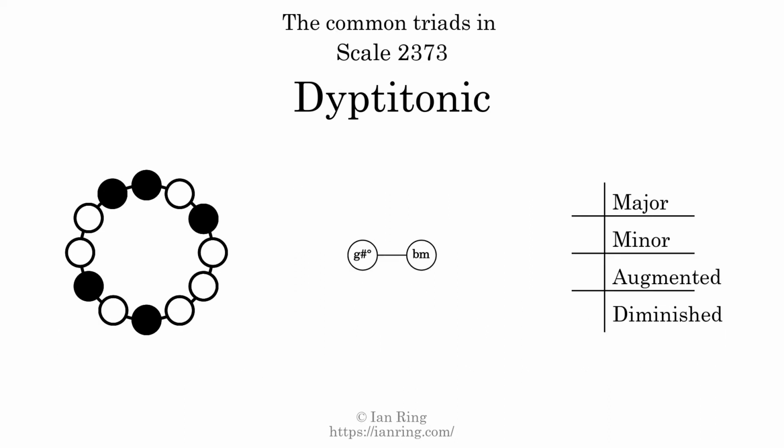1001010000101. Here are the common triads present in this scale. The diagram in the center is a graph of parsimonious voice leading between triads. There are no major triads. There is one minor triad. There are no augmented triads. There is one diminished triad. Here is a Hamiltonian path of parsimonious voice leading that uses all the triads.